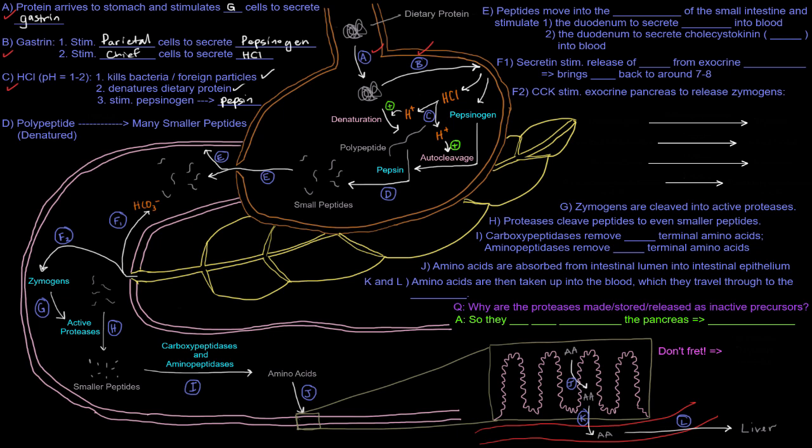Now we're on part D. Pepsin, what it's going to do is it's going to, let's actually check off the C over here on the actual diagram as well. So that part there is done. So then part D, the polypeptide, the denatured polypeptide right here, that is going to be cut up into many smaller peptides by pepsin, the active form of pepsinogen. Okay. So pepsin will take that denatured polypeptide and cut it up into little pieces that are going to be small peptides. Okay, so that's part D there. Okay, cool.